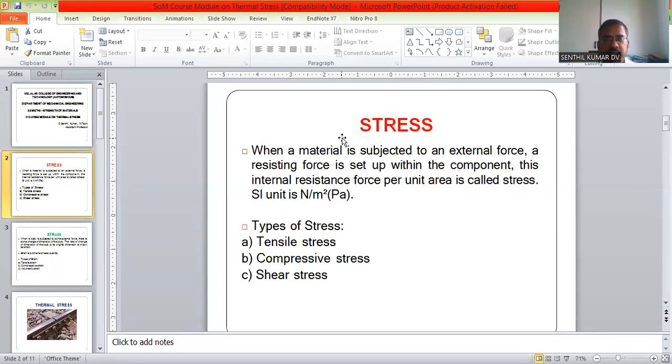First of all, what is a stress? Stress means the resistance to the external force developed by a body from within itself per unit area of cross section of the body. Its unit is Newton per meter square or Pascal. There are basically three types of stress. When a tensile force acts on the component, it is known as tensile stress. The other two types are compressive stress and shear stress.